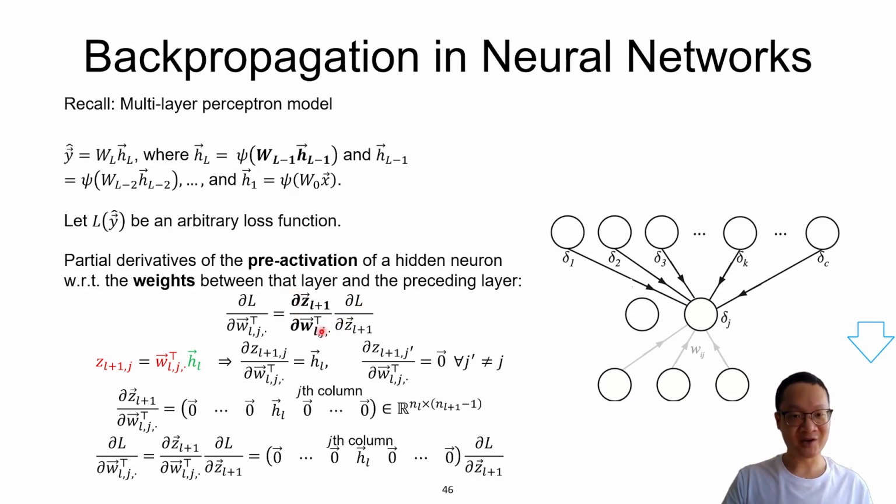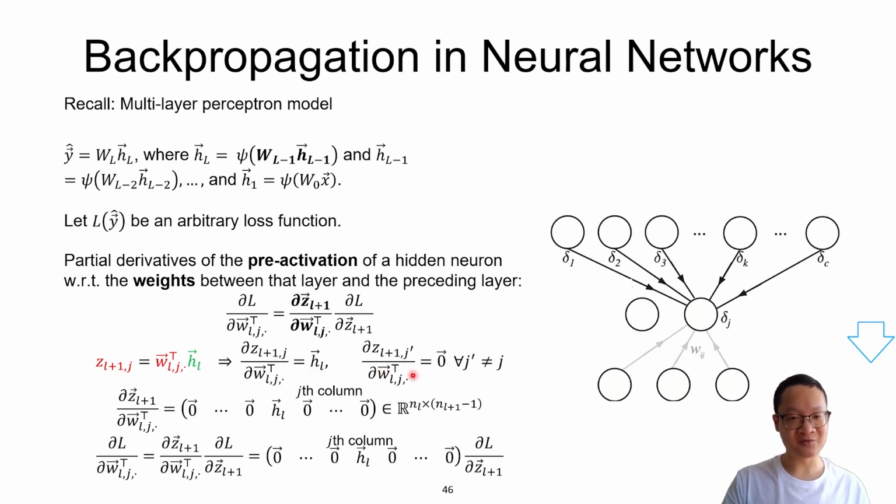So the only thing we have to figure out is basically the bolded part. And we have seen in the written notes that ZL plus 1 comma J, so that's the jth element of ZL plus 1, is just going to be equal to an inner product that we saw. And that basically means that for the jth component of Z, the gradient with respect to this row of weights is going to be HL.